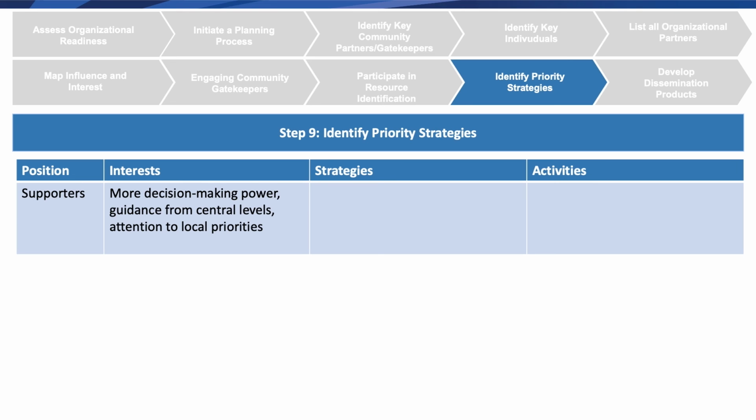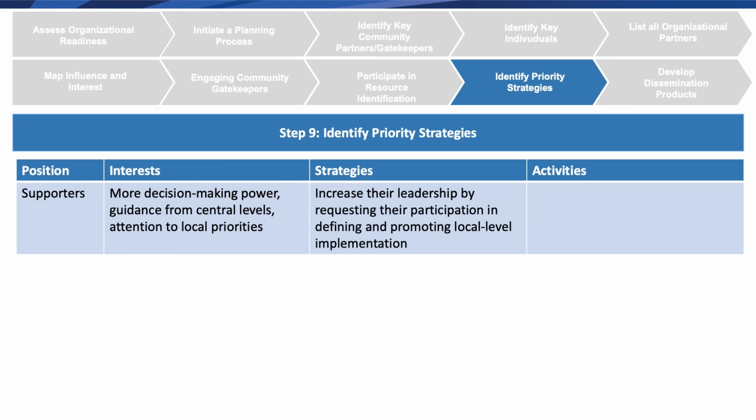So your supporters are interested in actually making some of the decisions about how primary prevention is going to be implemented in your community. You can increase their leadership by requesting their participation in defining and promoting local-level implementation. And this will drive community action. So if you have people that want to help, and they want to be in the decision-making level, it's very important to use them and to promote local-level interventions that drive community action.